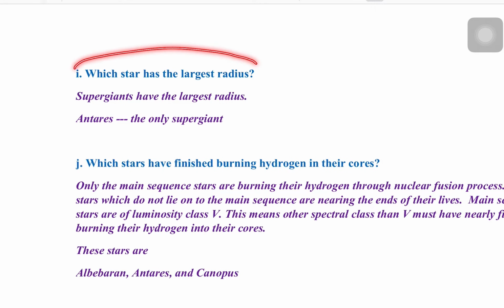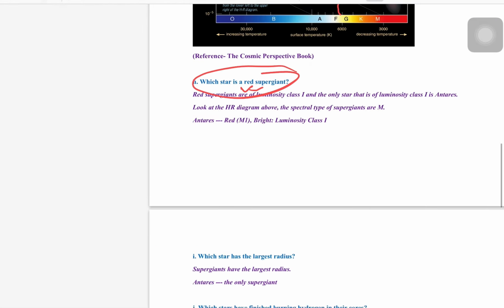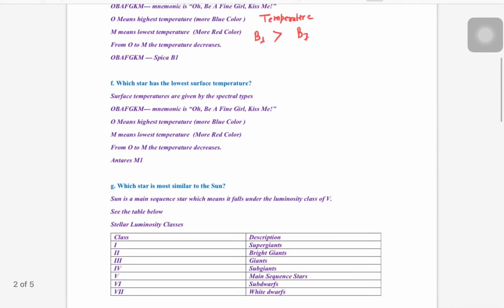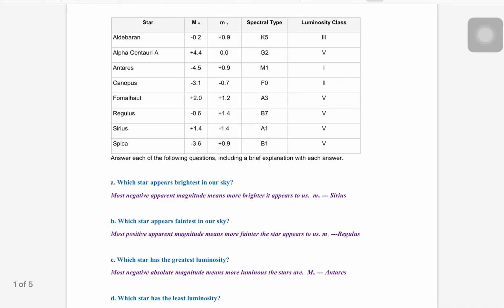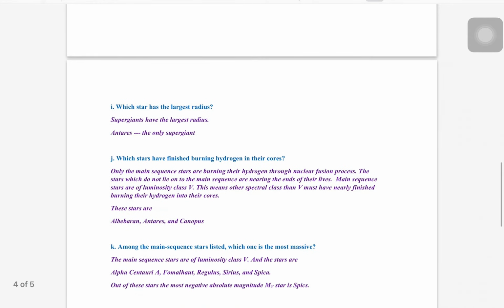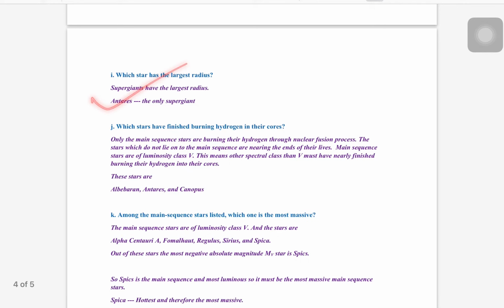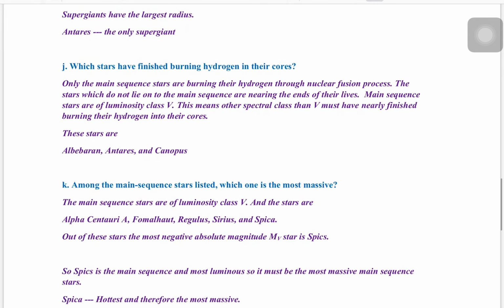Now, which star has the largest radius? How do you get this information? The largest radius means it is a supergiant. So how do I know again the supergiant? The supergiant star has class I. So look at the table here. The only star that is a supergiant in luminosity class I is Antares. So our answer is Antares. So okay, we got this answer too. What is the next one?